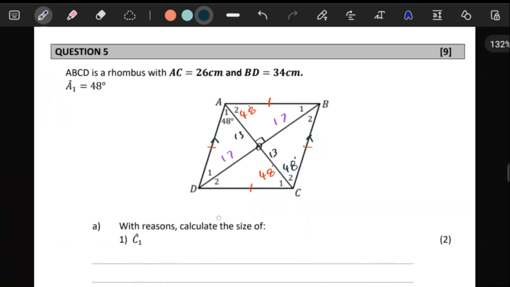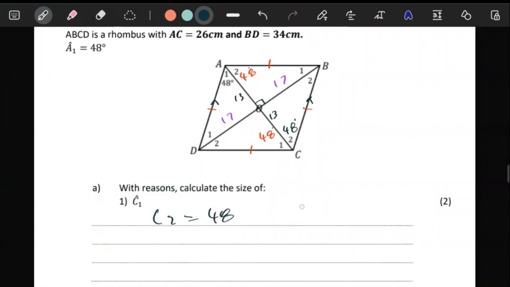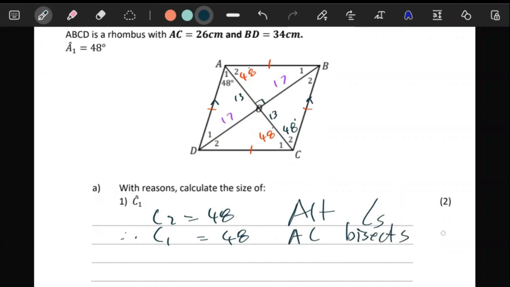They say get C1 with reasons. So you're going to start firstly by stating that C2 is equal to 48 also because of alternating angles. And then the next thing you're going to say, therefore, C1 is also equal to 48. The reason is AC bisects angle C. See, the line AC is cutting C in half. The line DB is cutting B in half. So D is also being cut in half, A is also being cut in half.